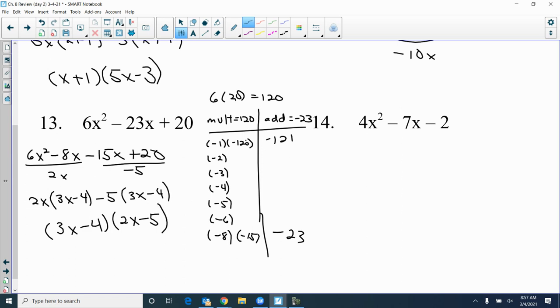I get 3x minus 4 times 2x minus 5. All right, so that's for 13. 14: 4x squared minus 7x minus 2.